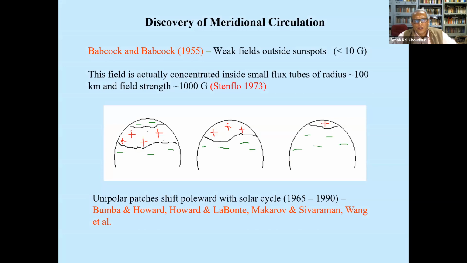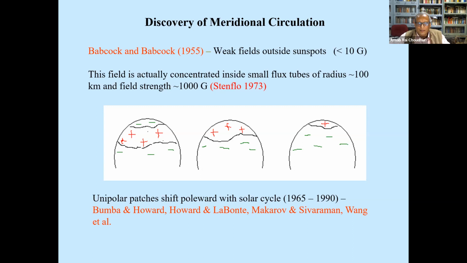Okay, so let me first discuss how the nature of this meridional circulation got established. You all know that sunspots are regions of concentrated magnetic field on the solar surface. Babcock and Babcock in 1955 first discovered that there is some weak field on the solar surface outside sunspots, with strength less than 10 Gauss. Later it was realized that it was not actually a weak field existing all over the surface, but rather it exists in the form of small flux tubes of typical radius a few hundred kilometers and field strength 1,000 Gauss. In the low resolution magnetograms of earlier times, these flux tubes were not resolved, so it seemed that there was a weak field on the surface. For historical reasons, we still often refer to this as a weak field, though now we know that it is not really a weak field.